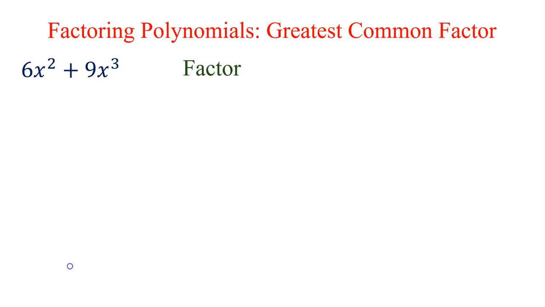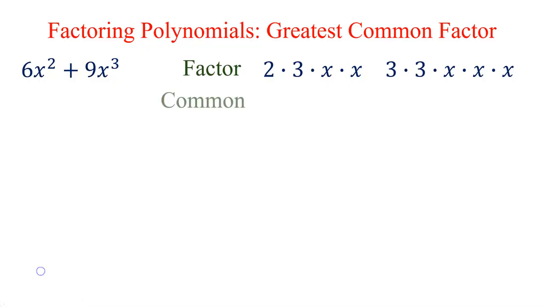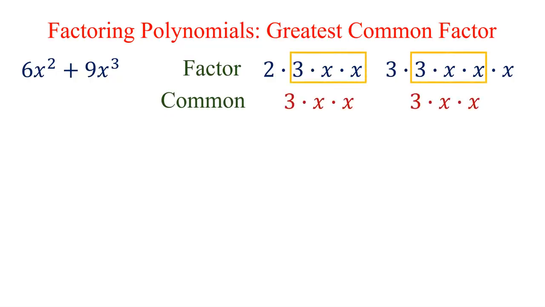So what I'm going to do is take each term and put it in factored form or an expanded form. So 6x squared, 2 times 3 times x, while the 9x cubed, 3 times 3 times x times x times x. So now that everything is in factored form, I can begin to look and identify what's common. We can easily see that the 3, the x, and the x are common to both. So my common factors right now are 3, x, and x. When I put all of that together, that creates the greatest common factor. More specifically here, 3x squared.